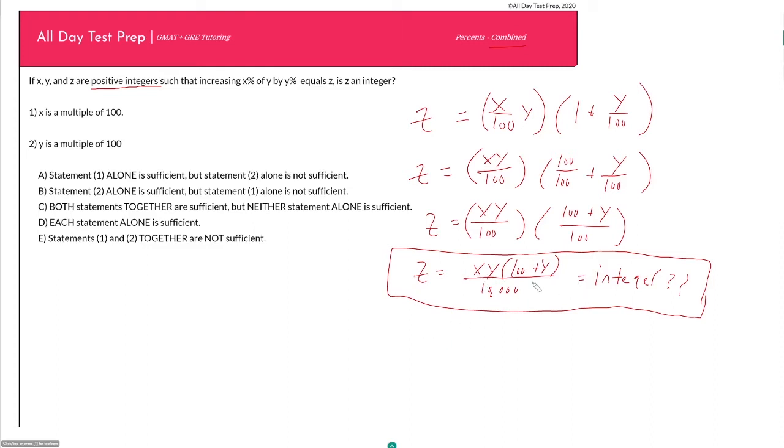Maybe I wouldn't actually write my question like this. I would just keep it in the back of my mind. You can really think of our question though as being, is my numerator here a multiple of 10,000? Does it contain a 10,000?